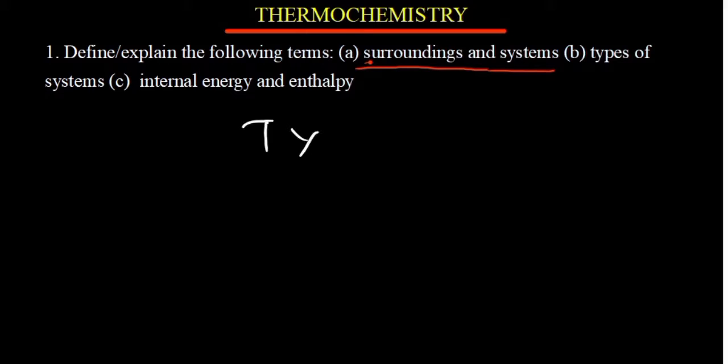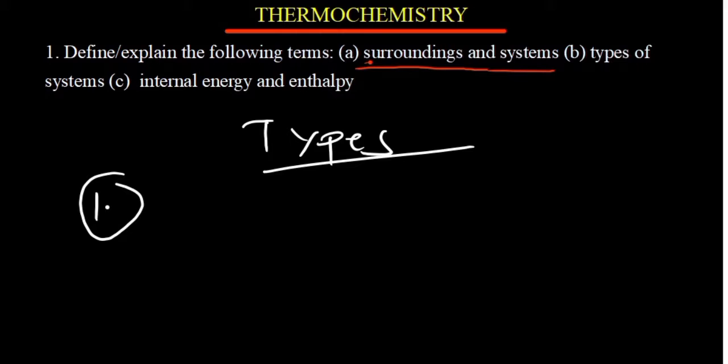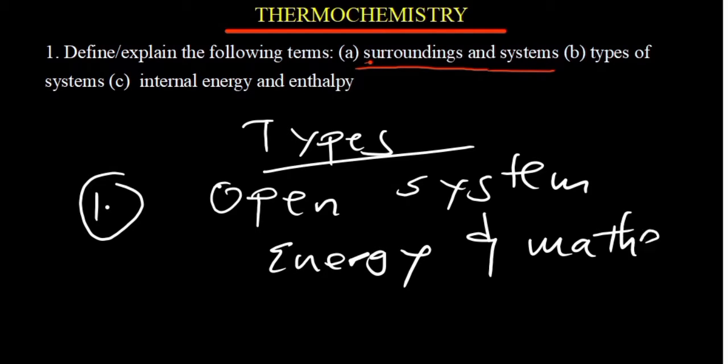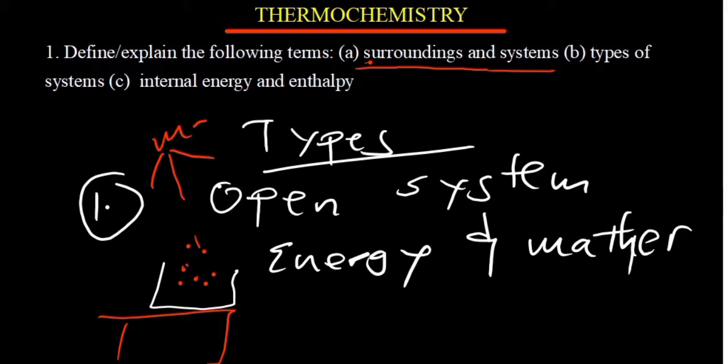Then we have types of systems. What are these types? We classify them in terms of exchange of heat or energy and matter. So we have what we call an open system. An open system involves exchange of energy and matter. A very good example is boiling water that is not covered. Let's say you've put some water to boil on a stove and not put a cover on. There's going to be exchange of matter: the vapor leaving the pot is the matter.